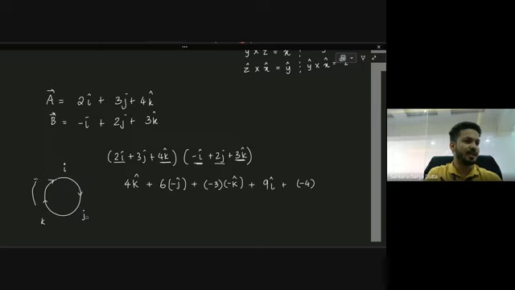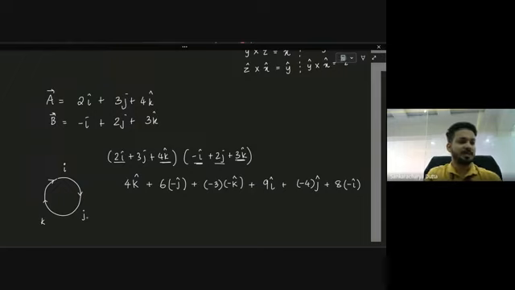k cross i gives me minus j. Oh sorry, it gives me plus j. k cross i gives me plus j. Okay, and the last term being 4 twos are 8 plus 8, and k cross j gives me minus i. Okay, so please let me know if I made any calculation errors. I think I did not, but these are the terms.